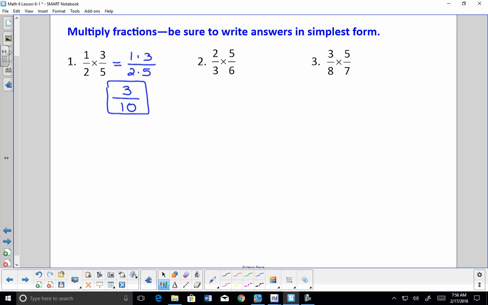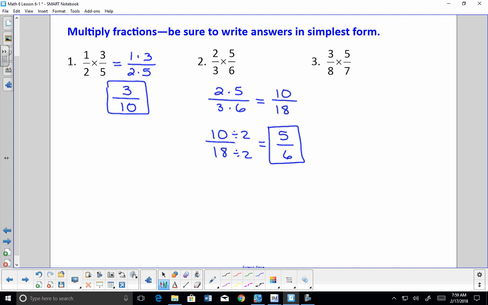Number 2, we would have 2 times 5 on the top and 3 times 6 on the bottom. 2 times 5 is 10. 3 times 6 is 18. 10/18 does reduce because I can divide that by 2. So I could simplify this by dividing both the numerator and denominator by 2. 10 divided by 2 is 5, and 18 divided by 2 is 6.